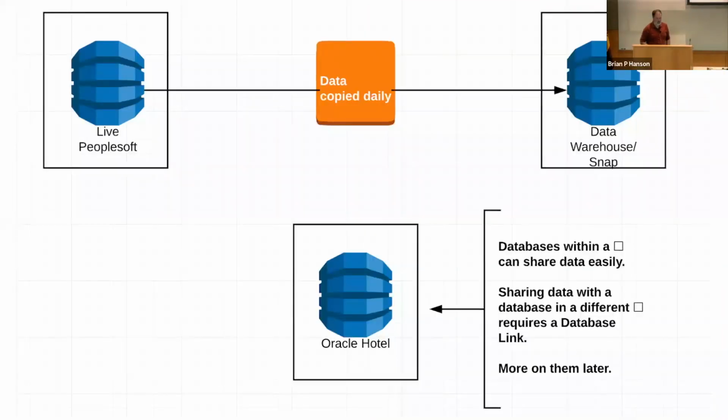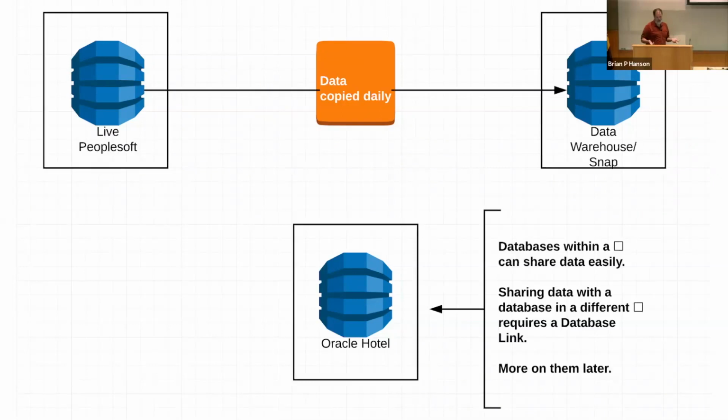I wanted to give a quick introduction, and this is probably wrong, but I don't see anyone from the DBA team to tell me that I'm wrong. Well, Mark can probably tell me that I'm wrong. This is my understanding of the PeopleSoft database architecture on campus right now. You have live PeopleSoft. The data from live PeopleSoft is copied daily into this weird environment called Data Warehouse Snap that are kind of the same, but kind of not. The legacy data warehouse, I should say, not the new one. That's a whole different thing that I'm not even going to talk about. And then off on its side is the Oracle Hotel.